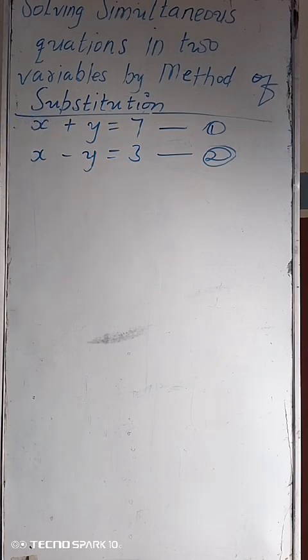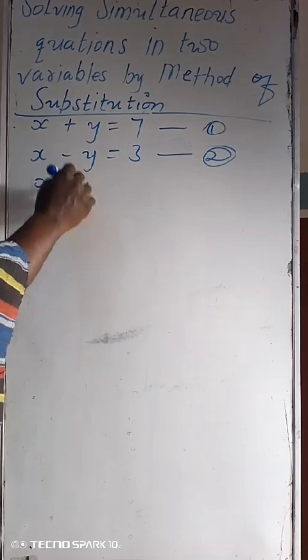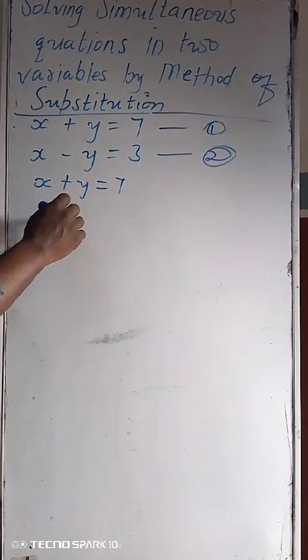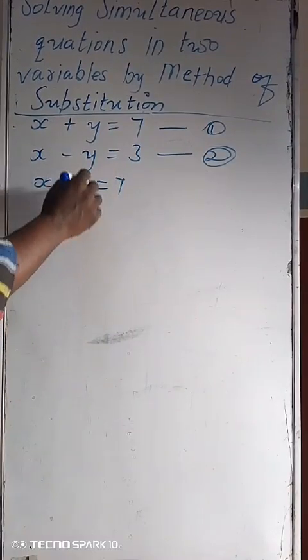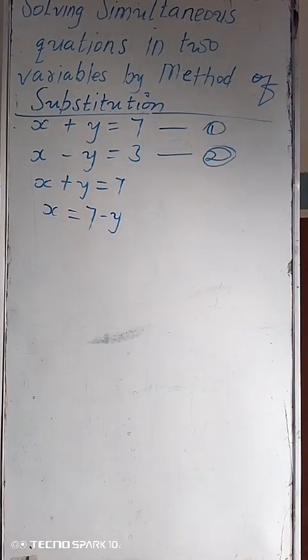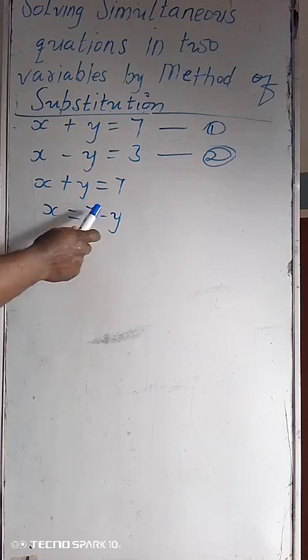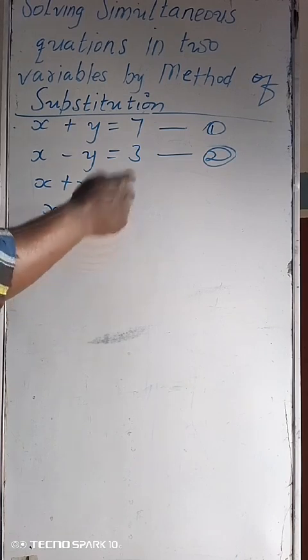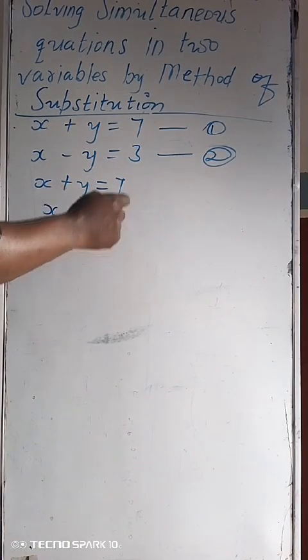So let's take equation 1 and make x the subject of the relation. From equation 1 we have x plus y is equal to 7. To make x the subject of the relation, we already have 7 here, so we find the inverse of positive y, which is negative y. So x is equal to 7 minus y, which means that wherever we see x, we have to substitute 7 minus y. Now our x is equal to 7 minus y.